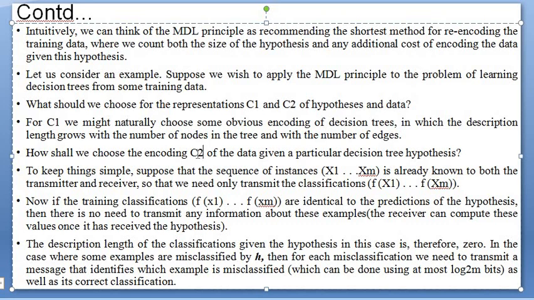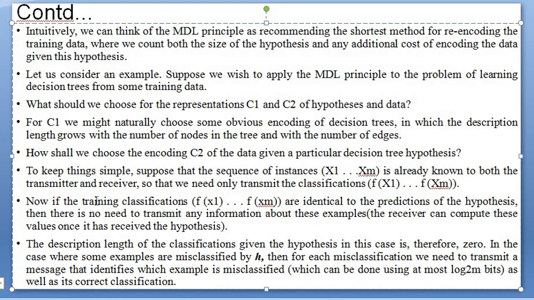So what is there for C2? What is the encoding value for C2? How to choose this? To keep things simple, suppose that the sequence of instances x1, x2, up to xm is already known to both the transmitter and the receiver, so that we need to transmit only the classifications f(x1), f(x2), up to f(xm). So instead of sending x1, x2 directly to the transmitter and receiver, we can send the function of those instances.